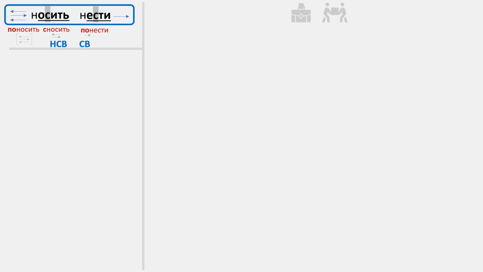Носить, нести. To carry. Носить is multidirectional. It has two perfective, two SV forms: поносить and сносить. Поносить means to manually take somebody or something to a place, to carry them there, multiple times for a limited period of time. Сносить means to carry somebody or something somewhere and bring them back, a single round trip. Or it can be several round trips, and we will count the number of trips.